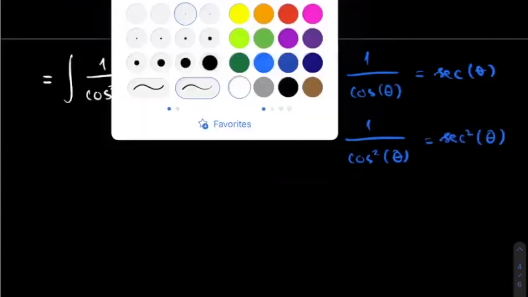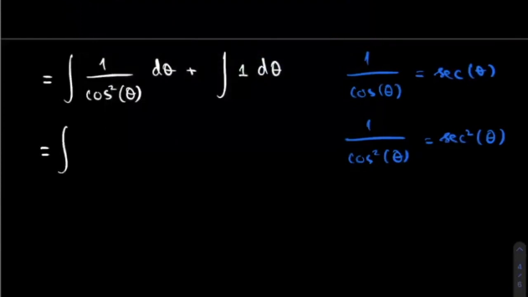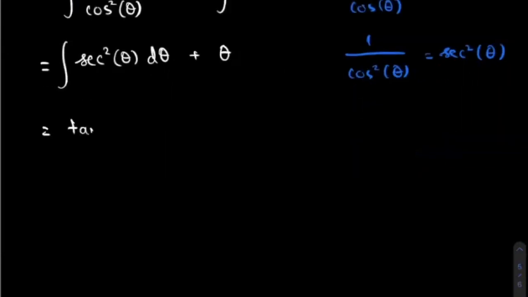So that means the first integral is the integral of secant squared theta d theta, plus the integral of 1 d theta, which is theta. The integral of secant squared theta is equal to tangent of theta. So the answer is tangent of theta plus theta plus a constant c.